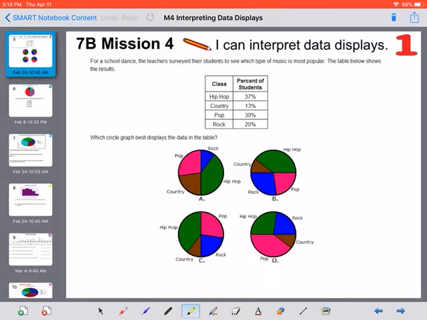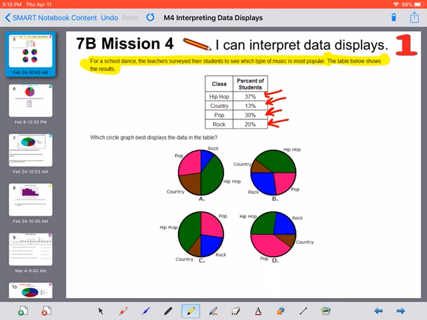Our first question says, for a school dance, the teachers surveyed their students to see which type of music is most popular. The table below shows the results. Hip hop was the most favorite, 37% of the students. The next favorite was pop, then rock, and the least favorite was country. Which circle graph best displays the data in the table?